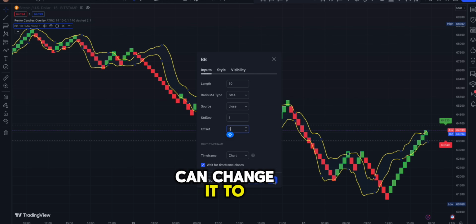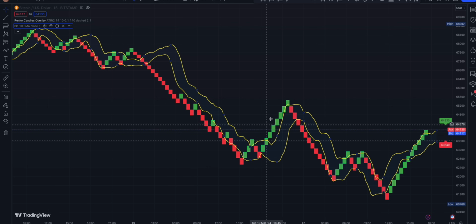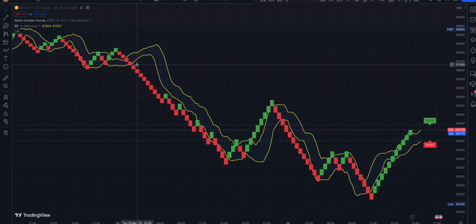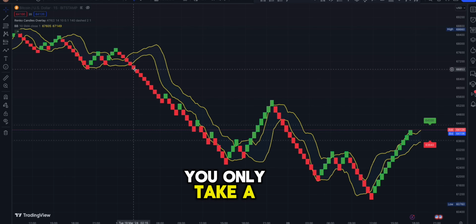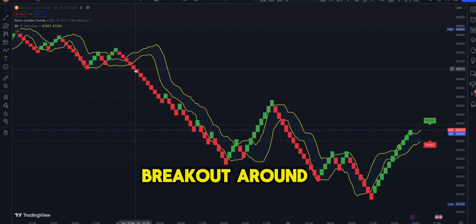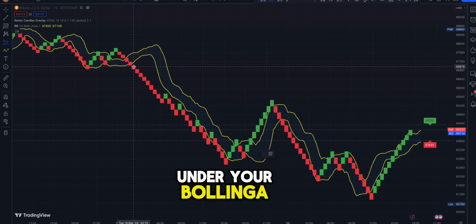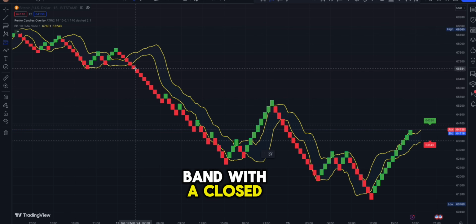You can change it to 5, and you can click on OK. So now, how does this strategy work? You only take a sell when you see a breakout around this. You see a breakout under your Bollinger Band with a closed candle.